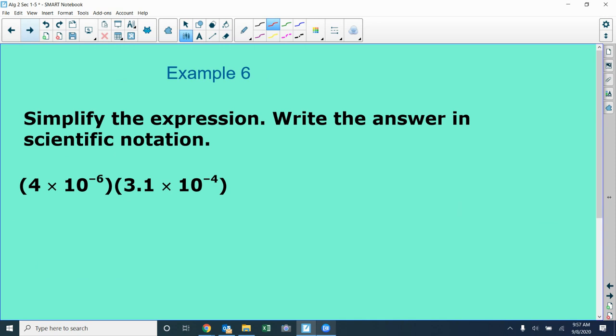We're multiplying here. Am I going to get a very large number or a very small number? It's very small times very small. So 4 times 3.1, you can throw that in your calculator. This is pretty easy. 4, anybody? Okay, 12.4 times 10, what do we do? We multiply the numbers and add the exponents. So it's going to be 10 to the negative 10.